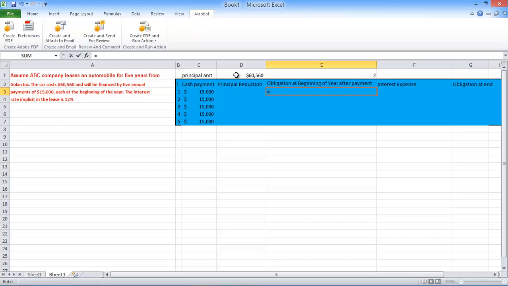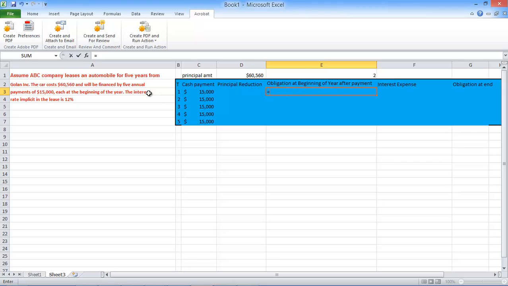This $60,560 is the cost of this car. We didn't have the money to pay upfront. We promised to pay in installments. So we paid in installments. So obligation at the beginning of year after payment.